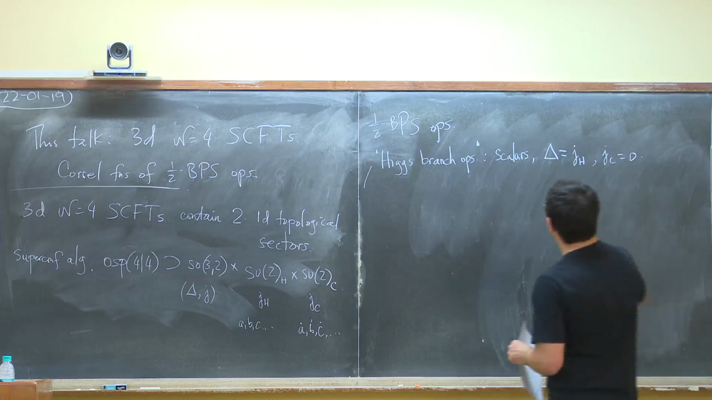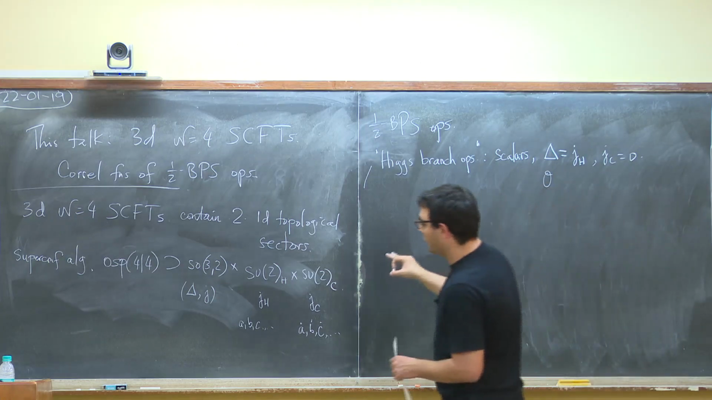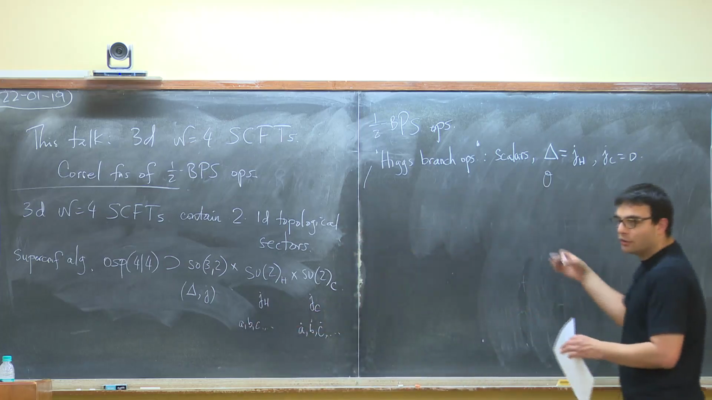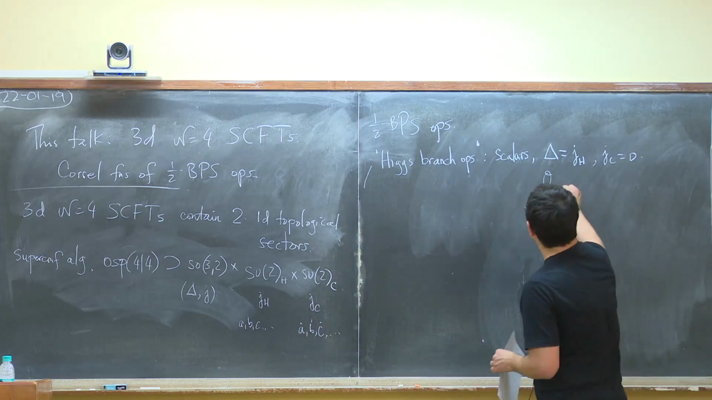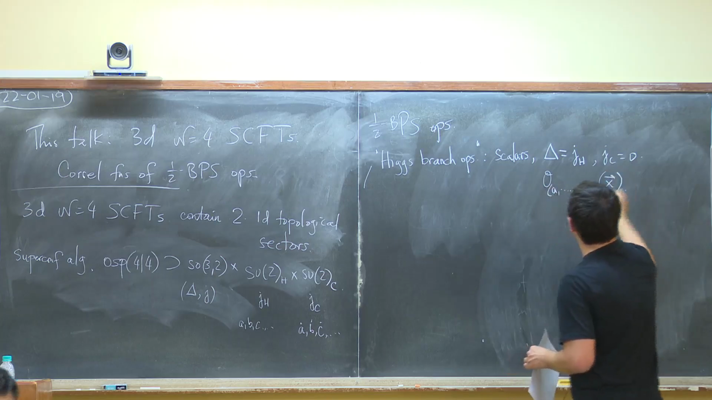So this operator in general will look like, I can think of it as a symmetric tensor of rank 2JH. So it could have indices A1 through A2JH, and it's symmetric, and I can put it at any position X.